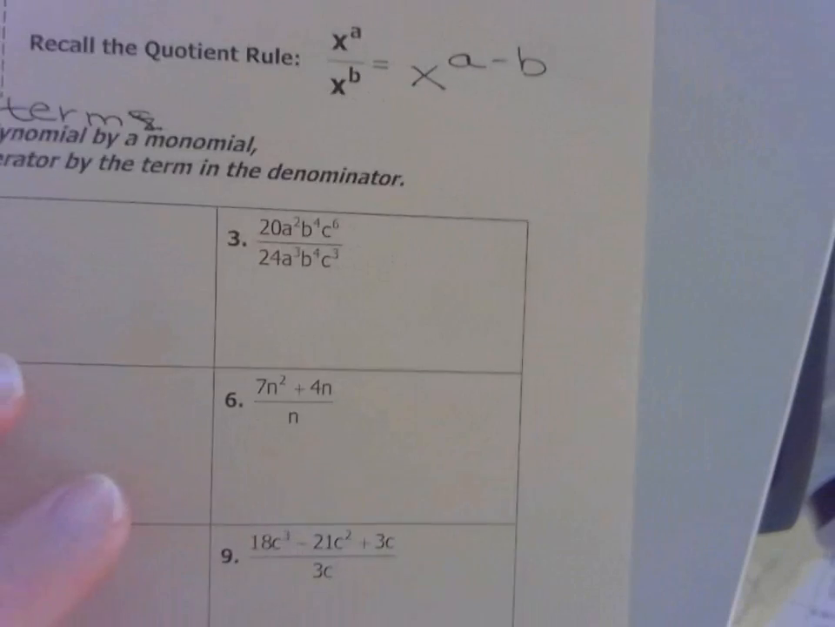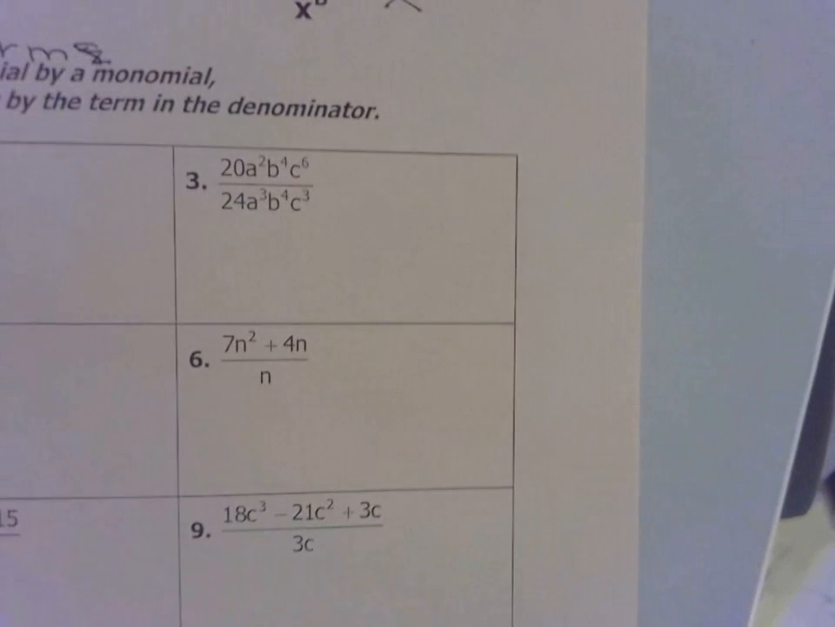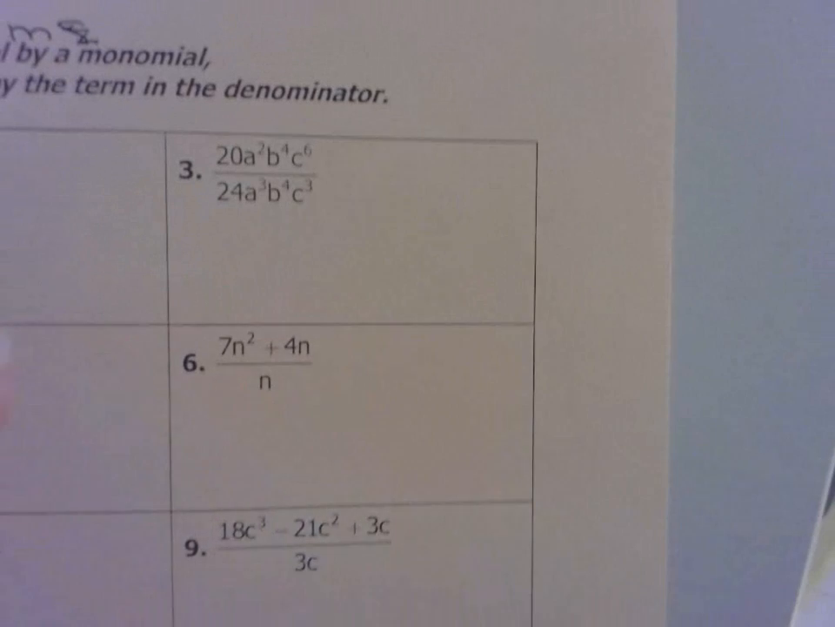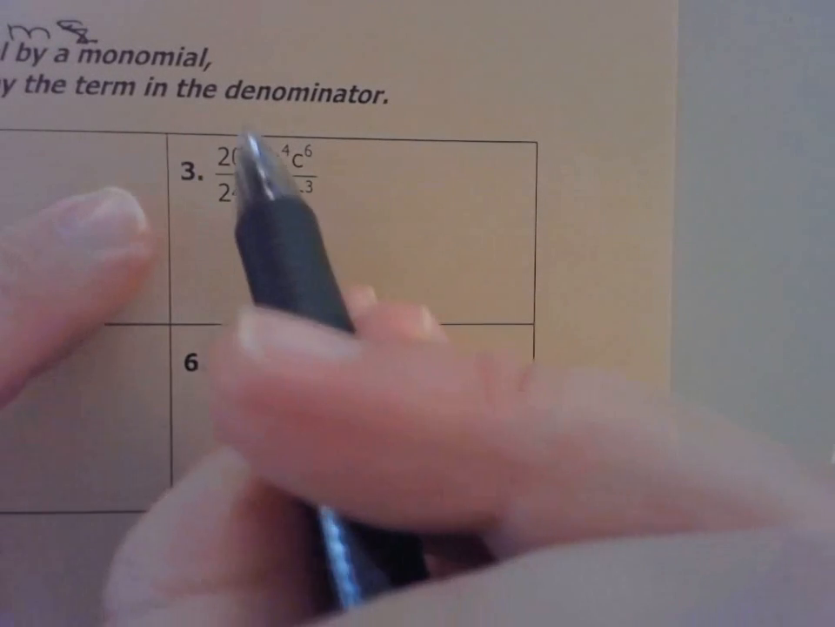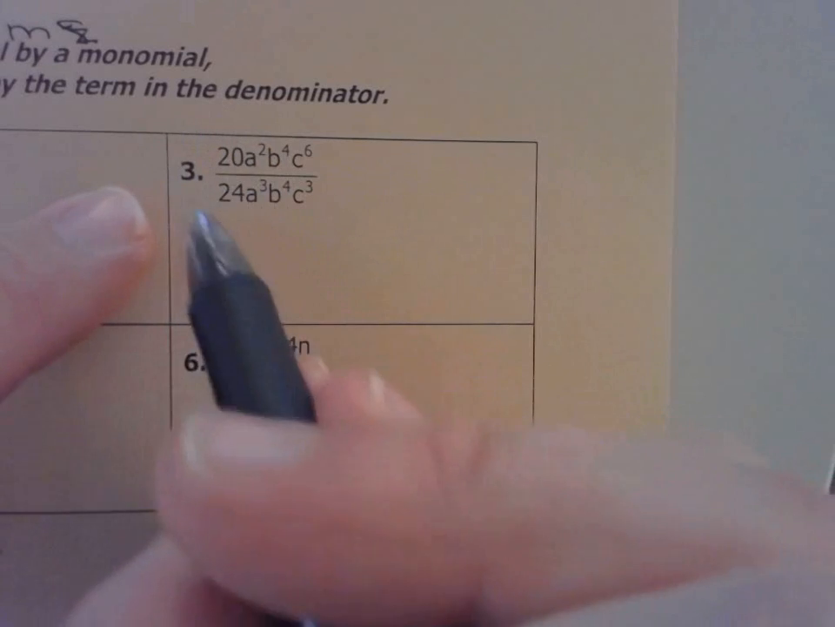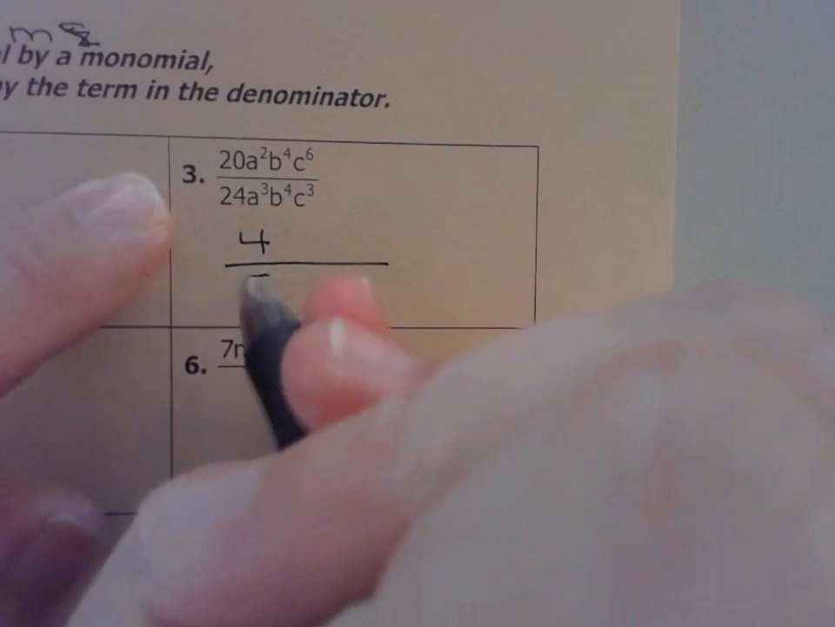Let's look at one like 3. Yes, 1 through 3 is review from last unit. We'll get to different types in a second, but basically 1 through 3 is exactly like we did last unit. Let's look at 3 real quick. 20 over 24, reduce the fraction. How does 20 over 24 reduce?